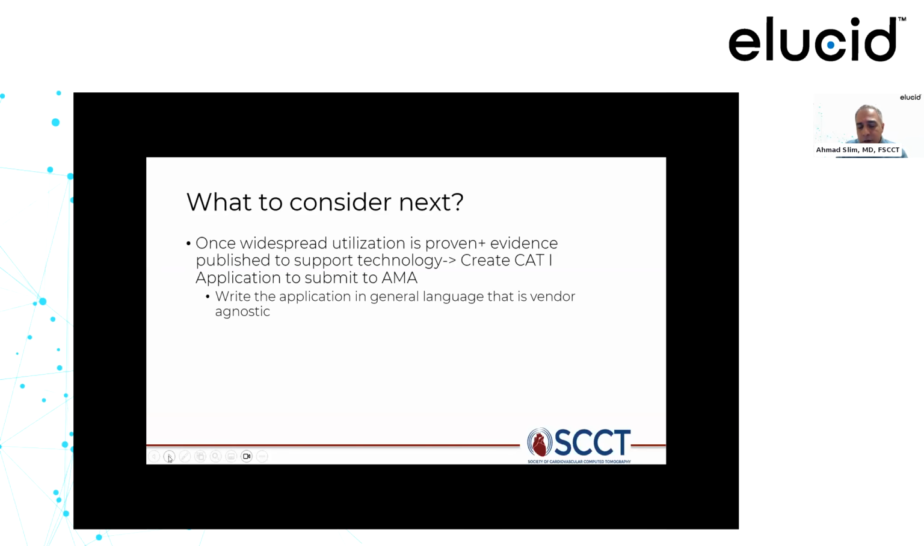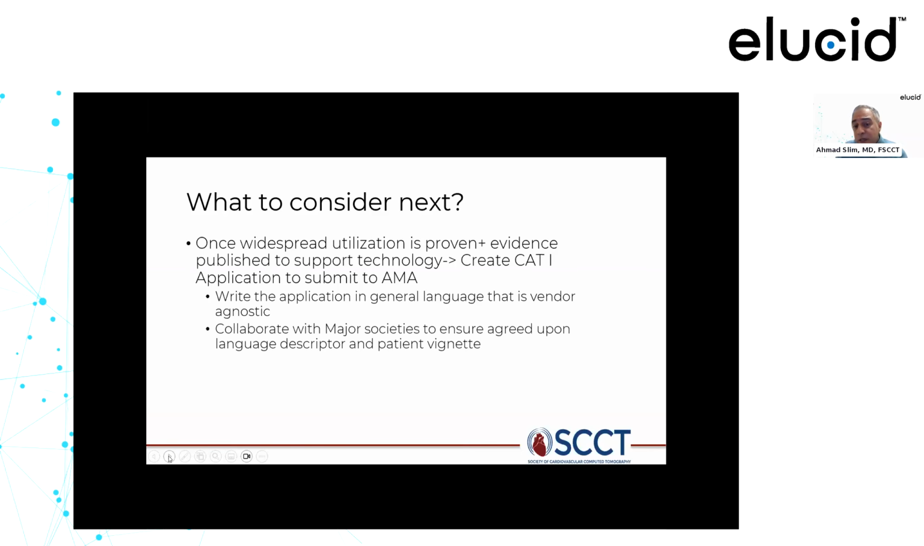For example, when the time comes for a plaque analysis, the society will sponsor the application to go in as a Category 1. And we'll write the language to be vendor neutral as much as possible, because you don't want to keep going back to create different languages that supports a newer technology as it comes along. You want to do the work once.